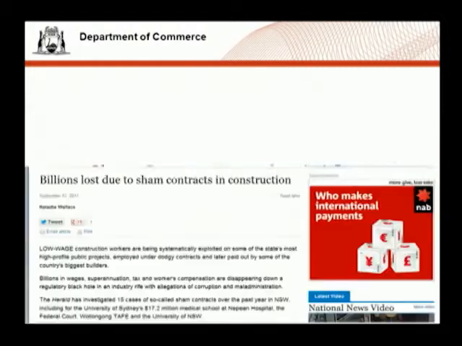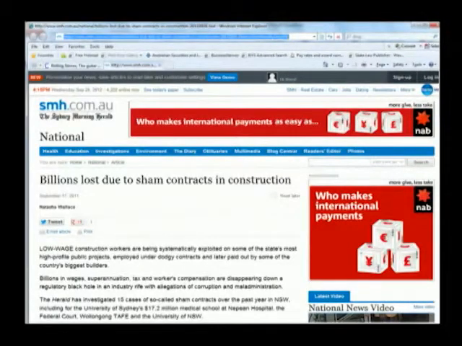You may have seen recently there was an article on the Sydney Morning Herald website that talked about the billions lost due to sham contracts in construction. Now that can be obviously a problem for the employees themselves who don't receive those entitlements, but it's also a problem for the employers because if that gets found out, someone has to pay all that money back, which is obviously a bill that you don't want to have to receive if you haven't planned to receive it.